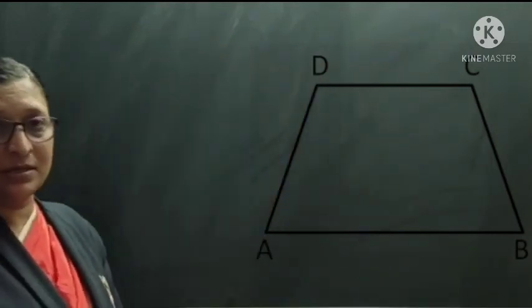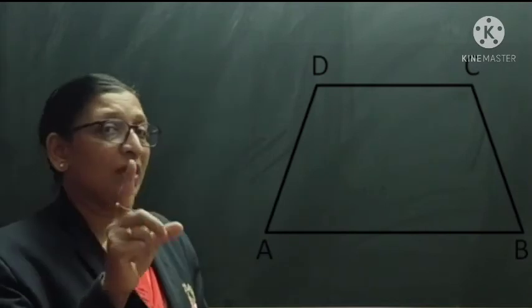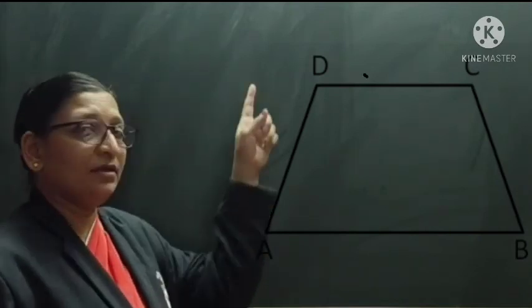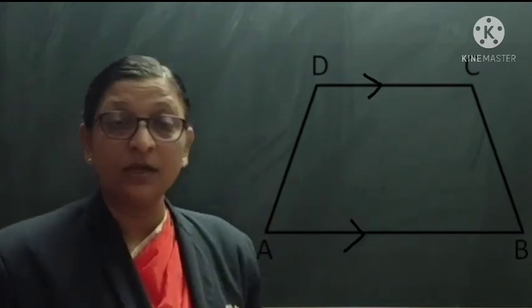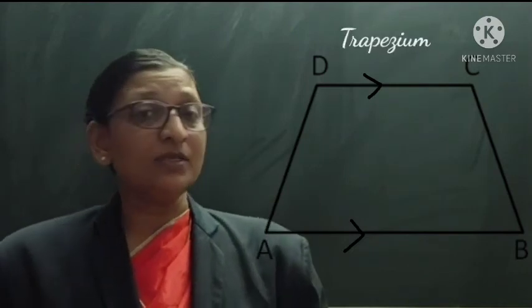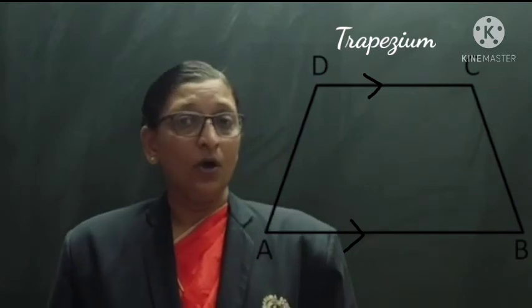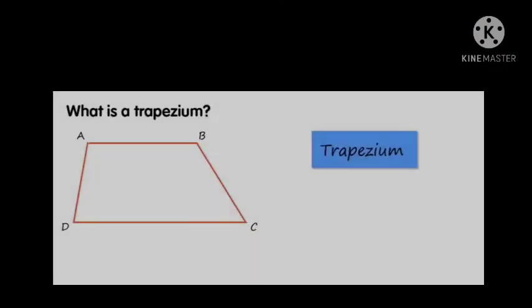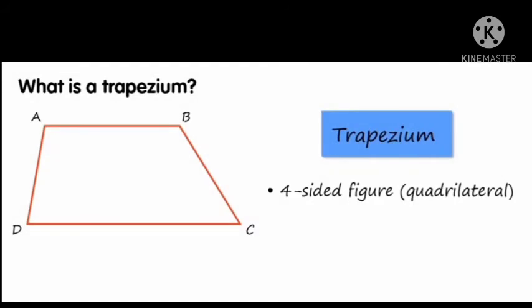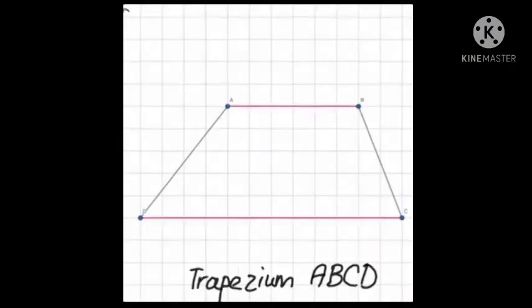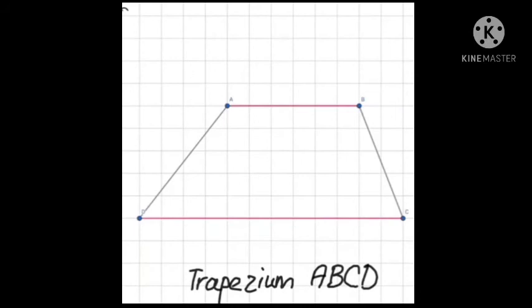A trapezium is a quadrilateral which has one pair of opposite sides parallel. Then the quadrilateral is called a trapezium. Let us study all the properties of trapezium. What is a trapezium? A trapezium is a four-sided figure. It is a type of quadrilateral. One pair of sides are parallel. Let us prove the same property with the help of this activity.